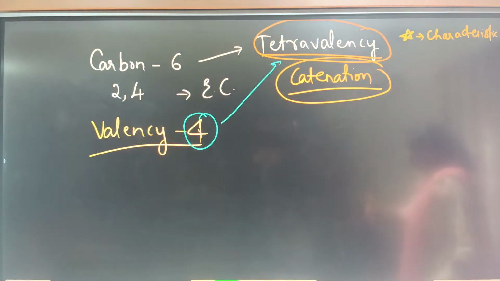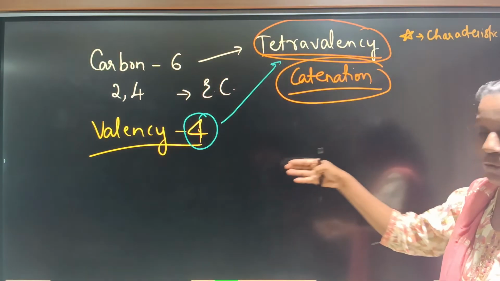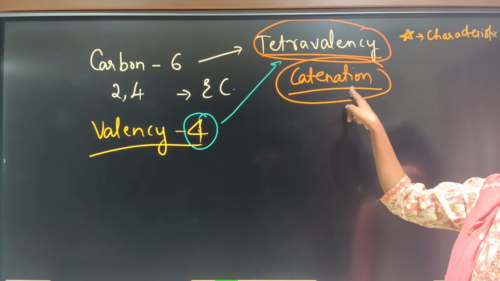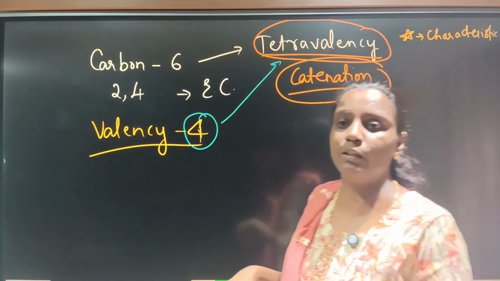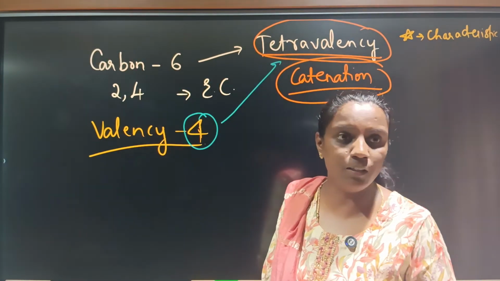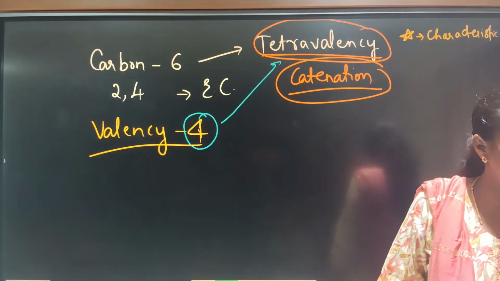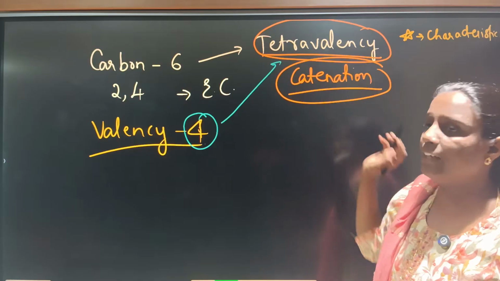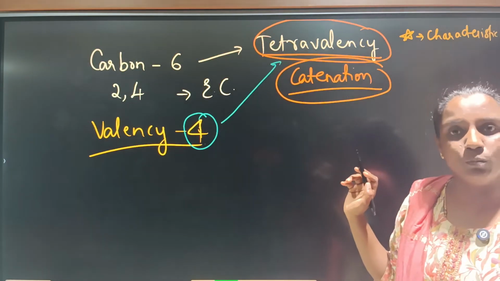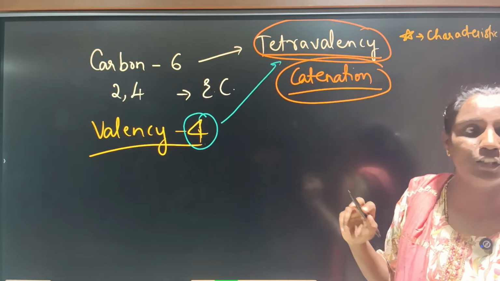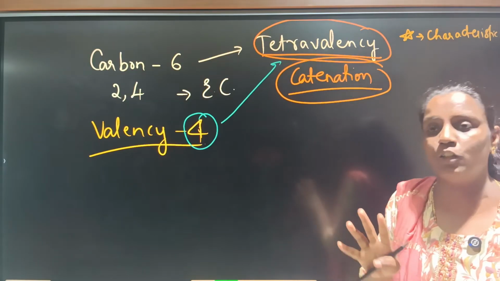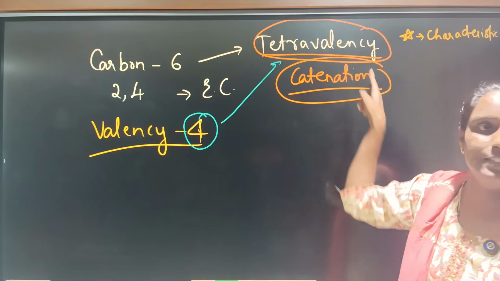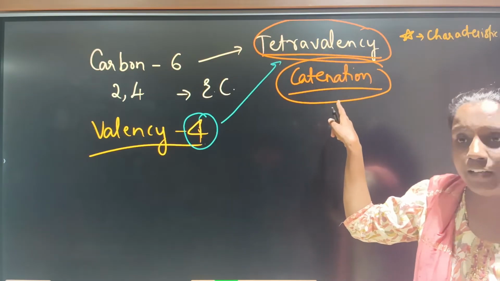In next classes, after I proceed with some topics, I am going to tell you what catenation is. Before that I have to explain a little bit more about carbon, so I am keeping it on hold. Remember, two properties are there. When they ask you characteristics or properties of carbon, it is tetravalency and catenation.